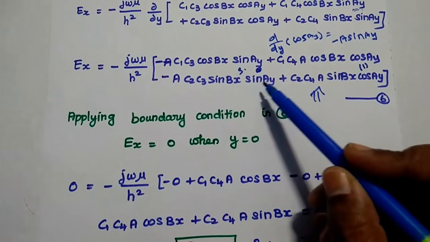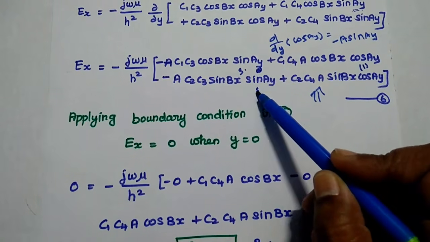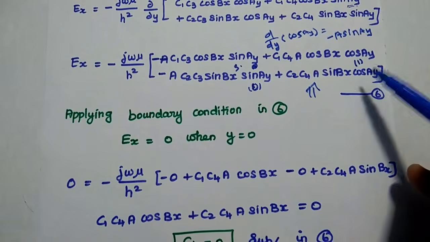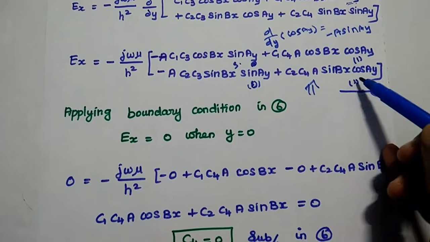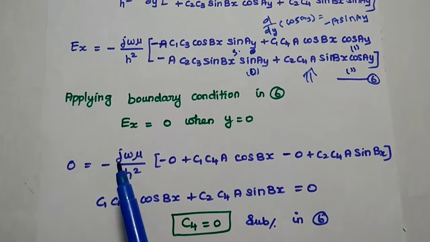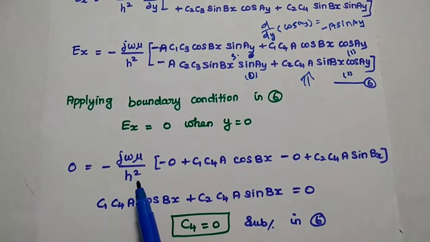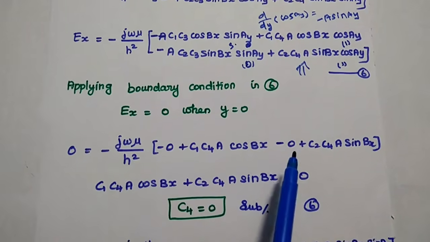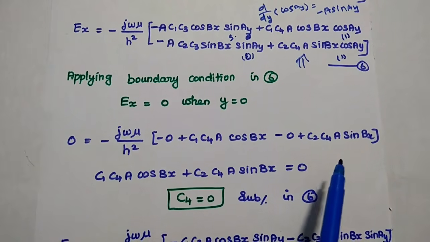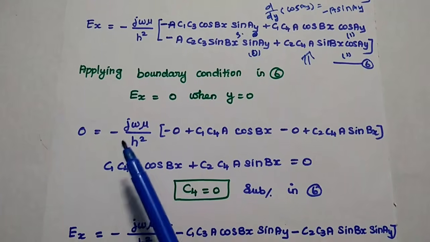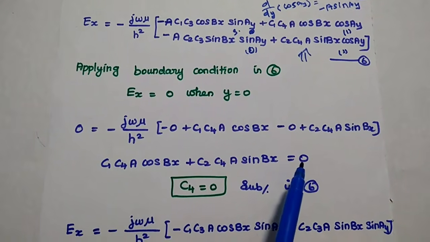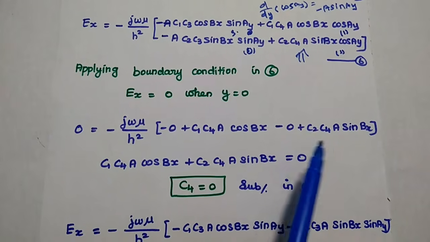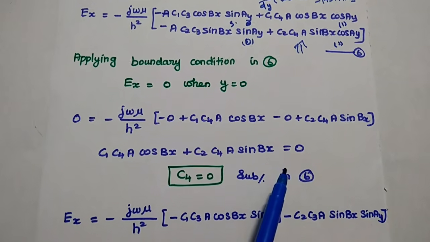Here it is sin 0. y is equal to 0 means this term becomes sin 0. Sin 0 is 0. Here it is cos 0. Cos 0 is 1. Then this sixth equation can be written like this: minus j omega mu by h squared, minus 0 plus c1 c4 a cos bx, minus 0 plus c2 c4 a sin bx. So we have to move this term to this side. So here it becomes 0 itself. Then we can get c1 c4 a cos bx plus c2 c4 a sin bx is equal to 0.